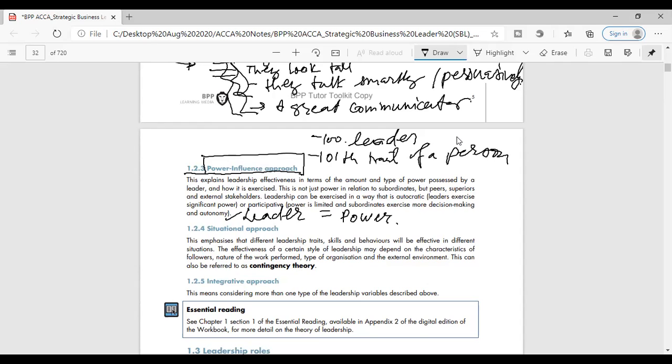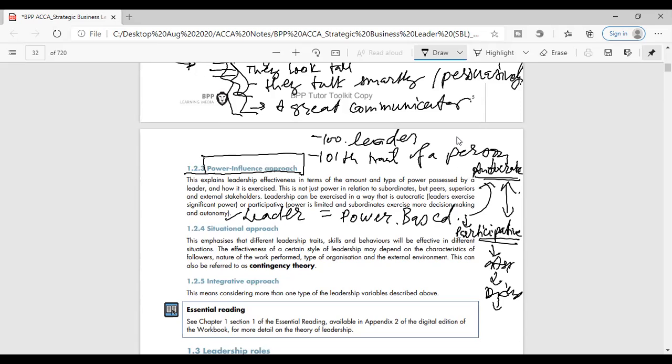So leadership, when it is a power-based definition, is of two types. One is autocratic, and second can be participative. What is the difference? They are kind of opposite to each other. Autocratic takes the decision and tells their team what to do. Participative will ask, discuss, and advise them what to do. So this is more democratic. This is more autocratic.